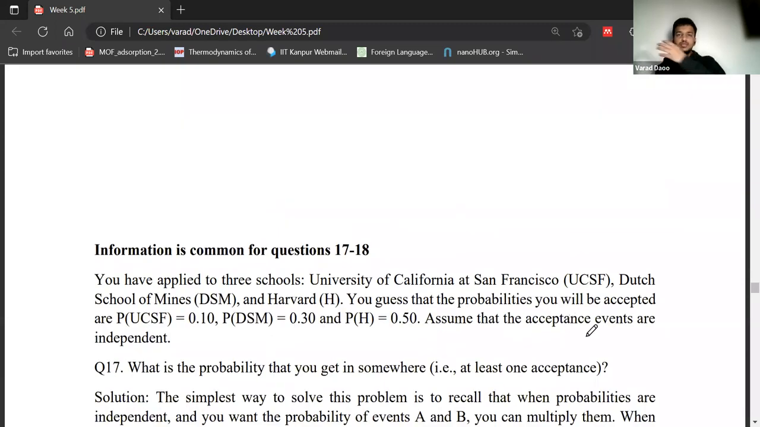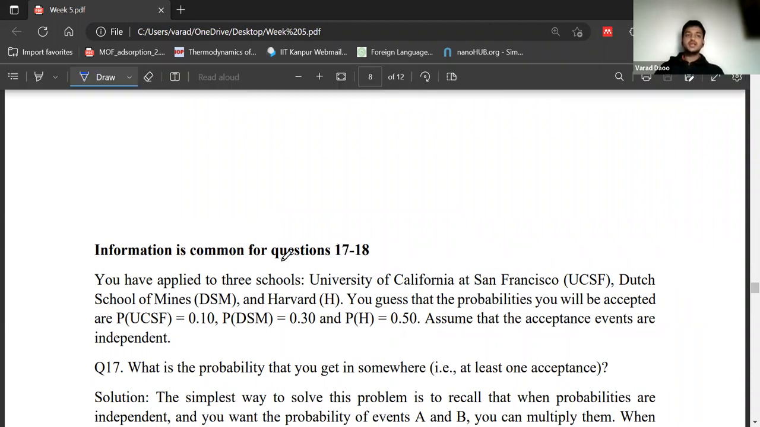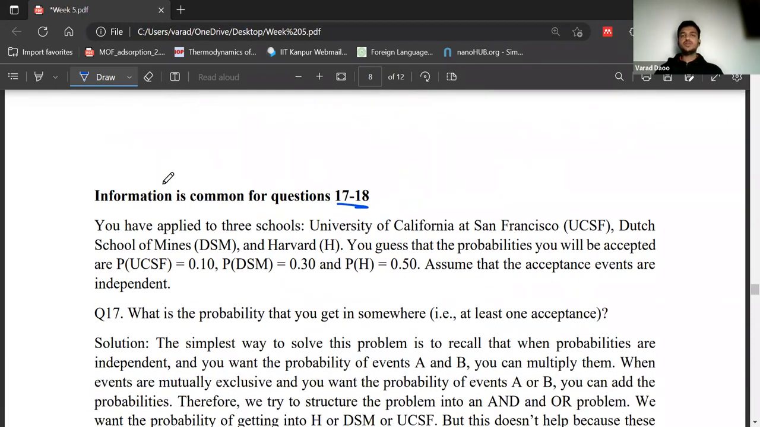Let us move on to the next question, if you do not have any doubts. This is also a probability based question and it's a linked question, so the information is going to remain the same for question number 17 and question number 18. So what is the question?